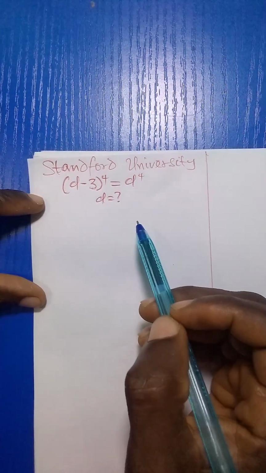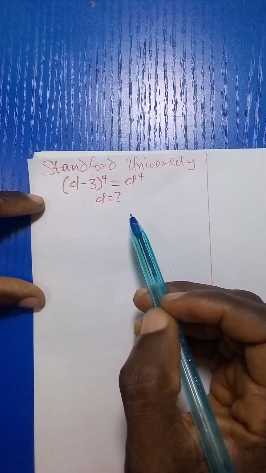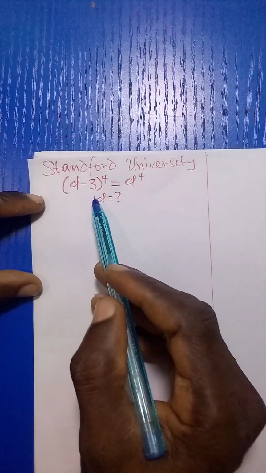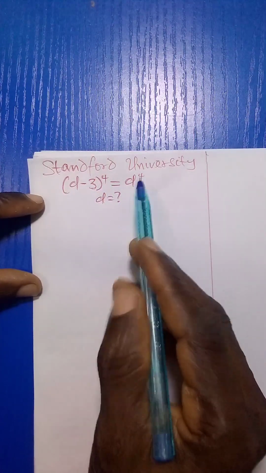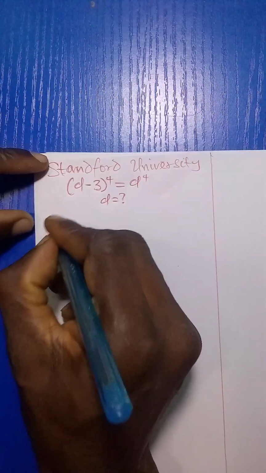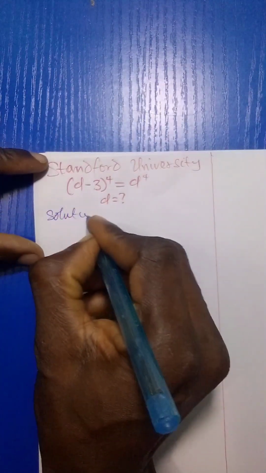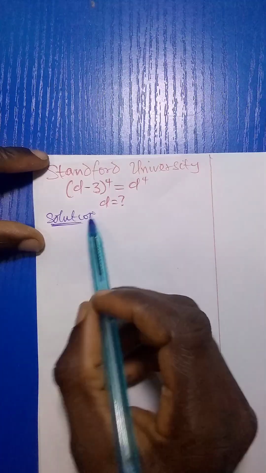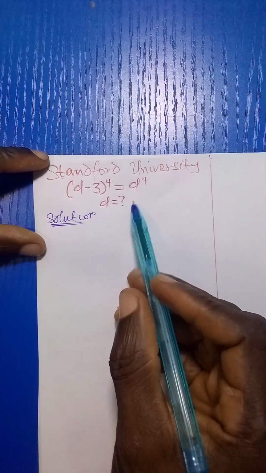In this video, I have a very interesting problem from Stanford University entrance examination. The problem is (d - 3)^4 = d^4. We are required to find the value of d. How are we going to solve this problem? The step-by-step approach will be easy for you to remember if you are faced with a problem like this.